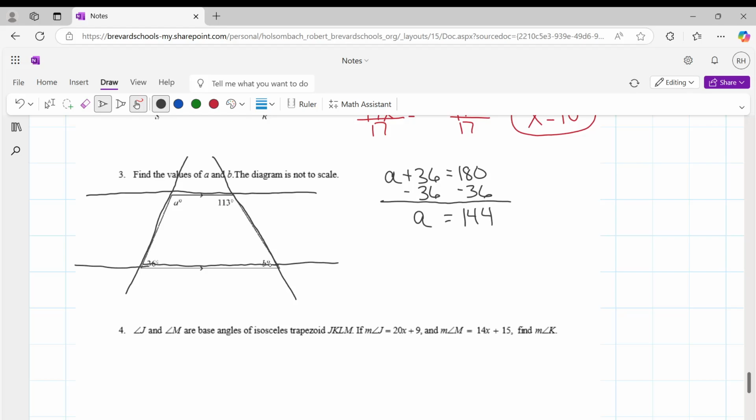Now on this other side, the B and the 113, they're also same side interior angles and they're supplementary. So the B plus 113 is equal to 180. Subtract 113 from each side. And B is equal to 67. And those are both in degrees.